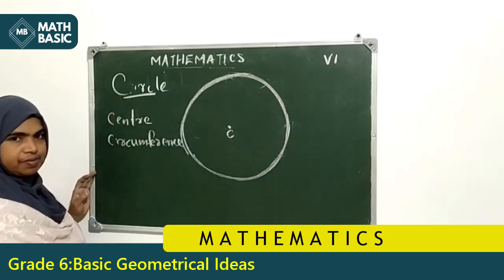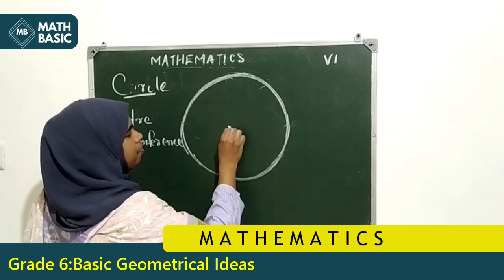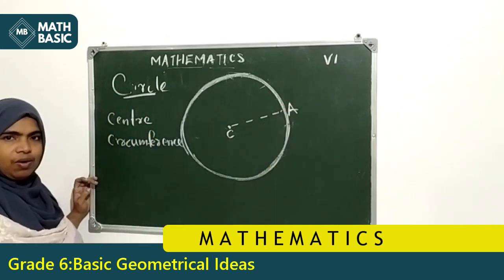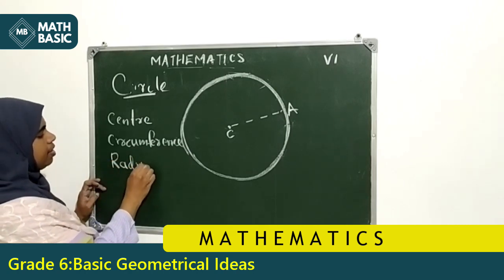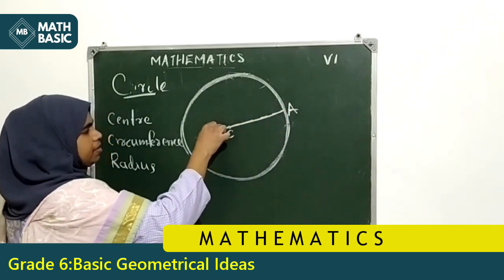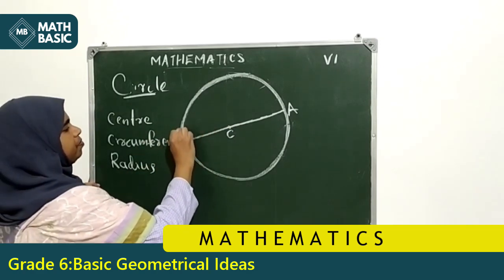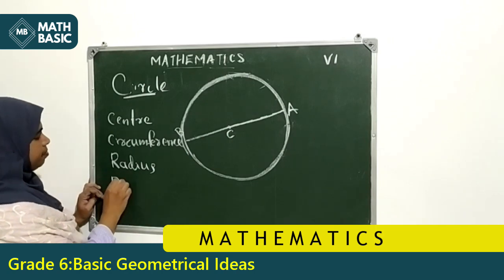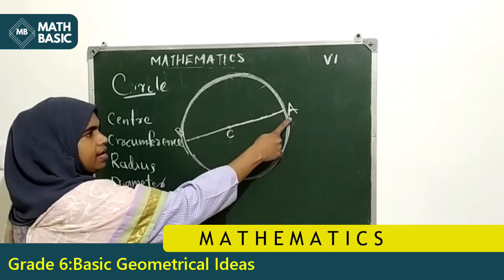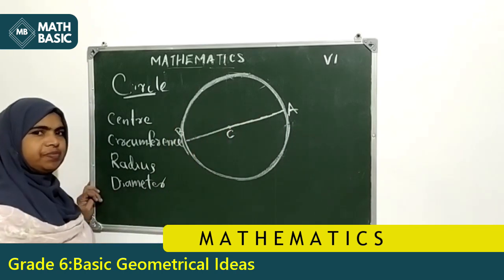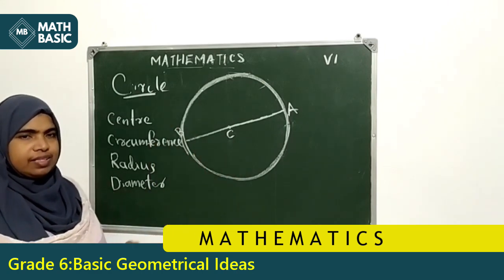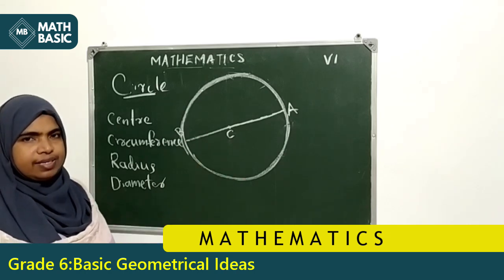Here the distance from the center to the circumference, here point A, is called the radius. Then the line joining through the center is called the diameter. C is the center, CA is the radius, AB is the diameter. We know the length of the diameter is twice the radius.